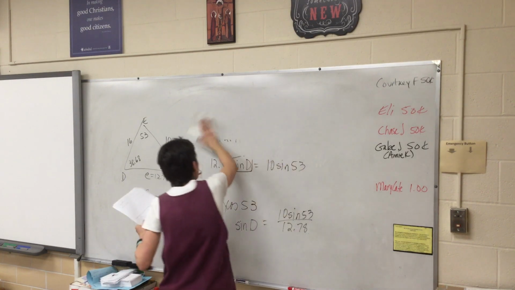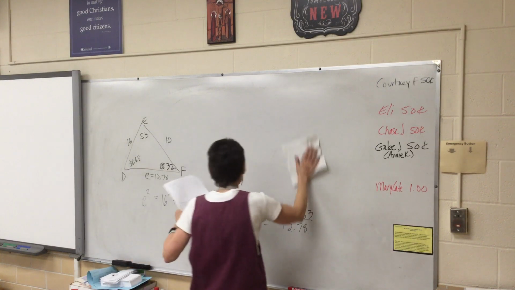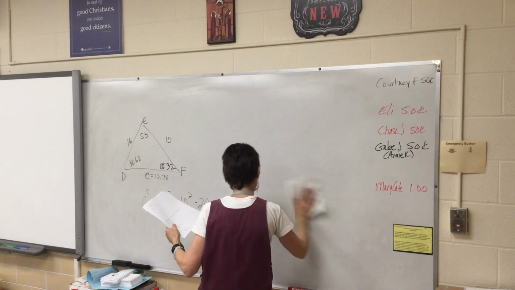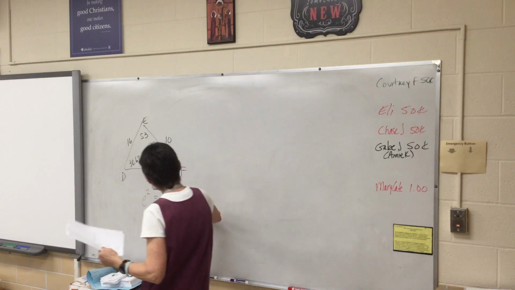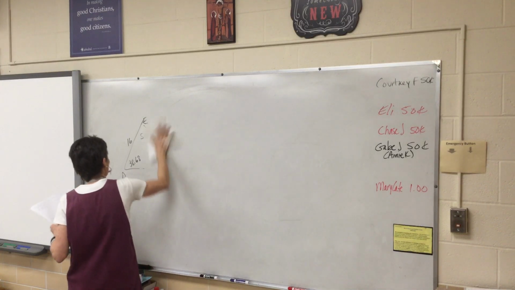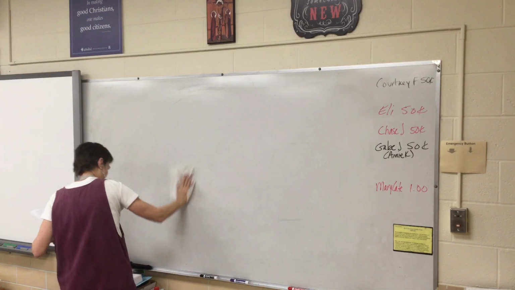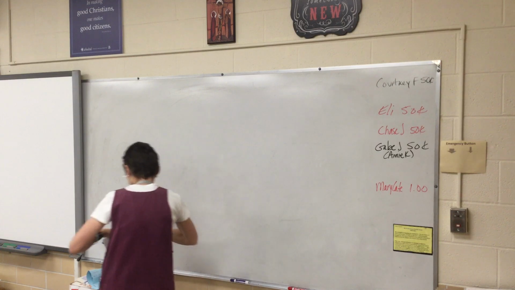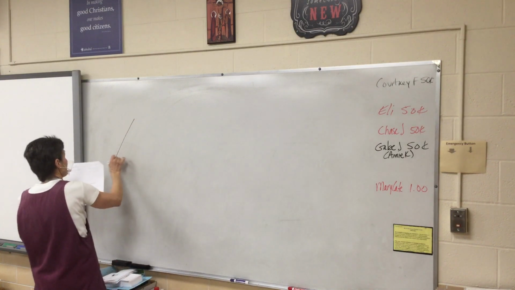Okay, now we're on to the part that says how many triangles are possible. And we know that the answer is either 0, 1, or 2. So let's see about number 1.